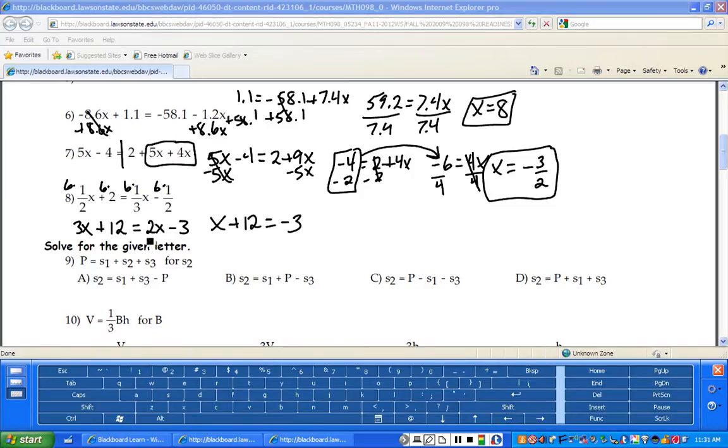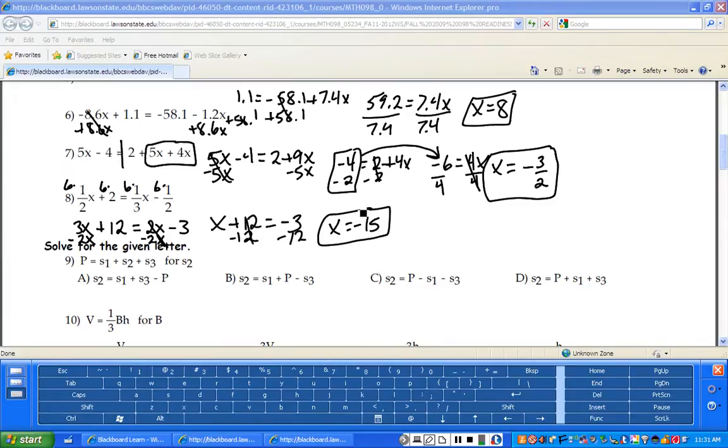Again, I subtracted 2x, so minus 2x. They cancel, so it just left the negative 3 on the right hand side. 3 minus 2 gave me the 1x, plus 12. There it is. So now subtract 12, cancels, x equals negative 3 minus 12 is a negative 15. Okay, so there's your answer for problem 6, 7, and 8.